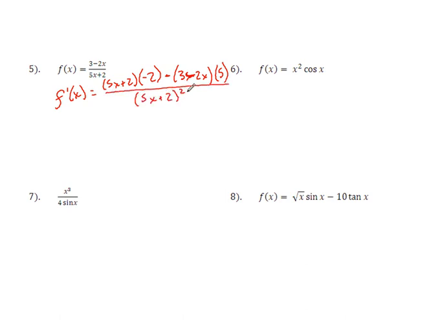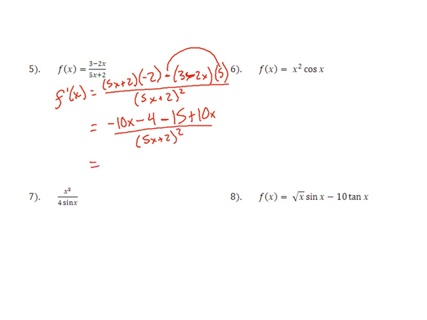You can just leave the bottom as a square there, that's fine. We do want to simplify the top though, so we're going to distribute. That gives us a negative 10x minus 4. When we distribute this, don't forget to distribute the negative here. So that's going to become a negative 15 and a positive 10x. Again, we'll leave it over 5x plus 2 squared.